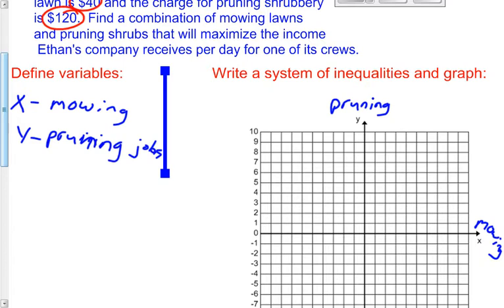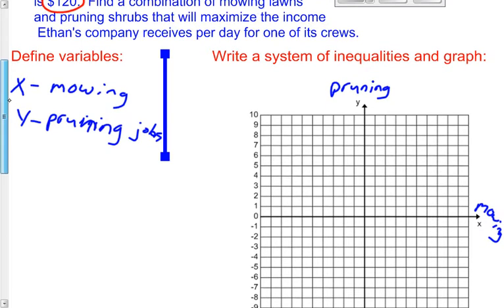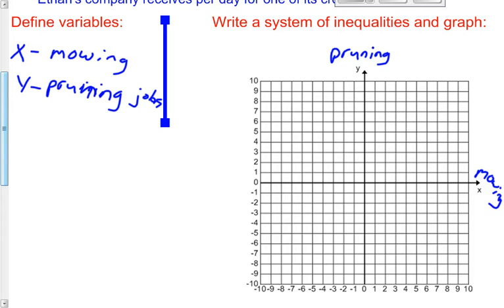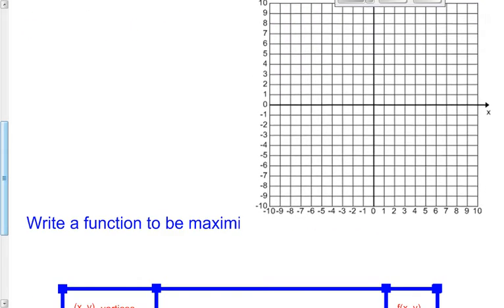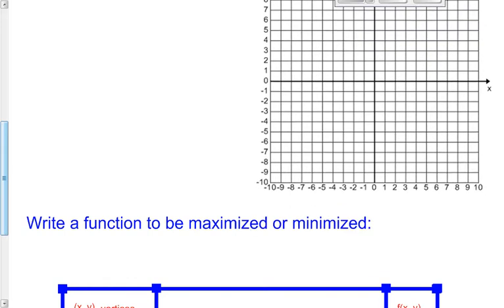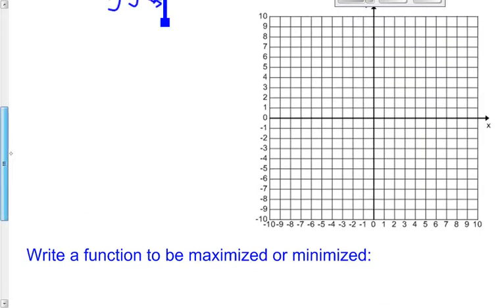Next one is write a system of inequalities and graph that system. This is, like I said in video for problem number 1, the most difficult part in my opinion. Just going to move this down to give us a little more room.